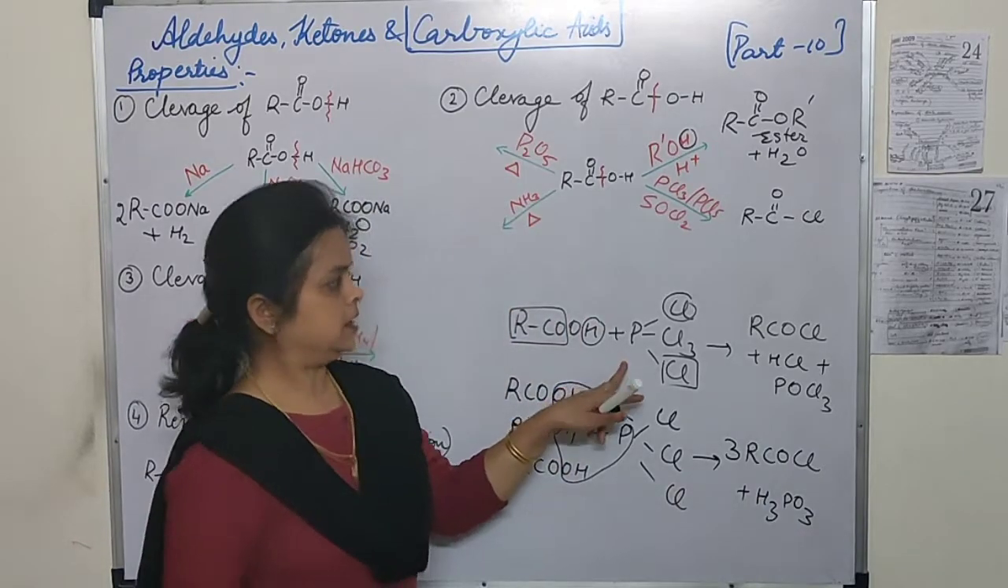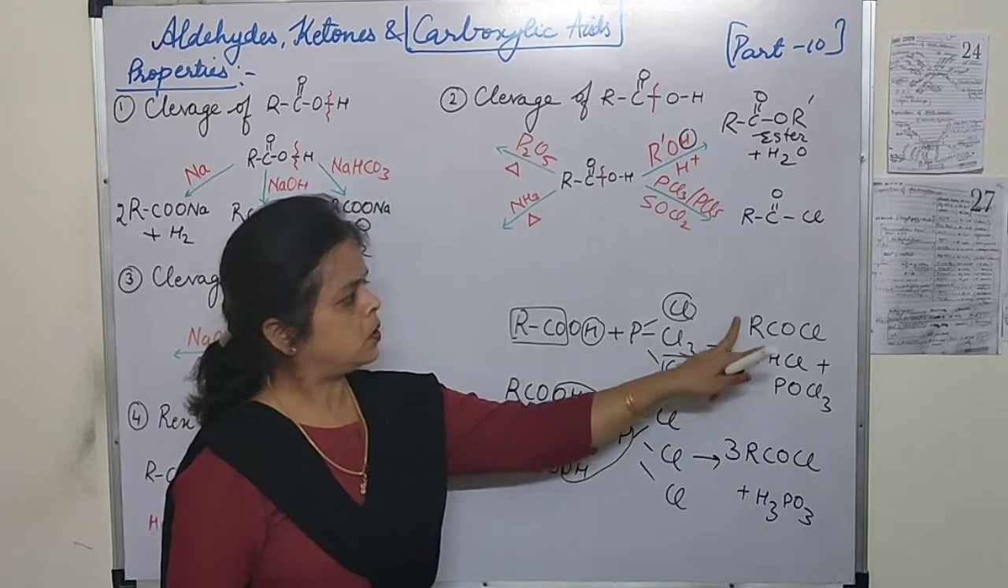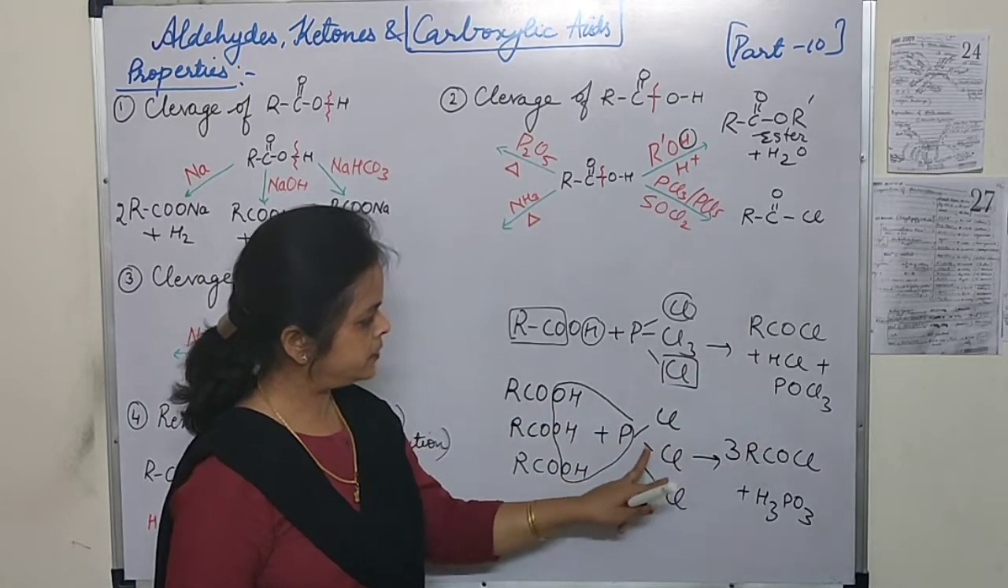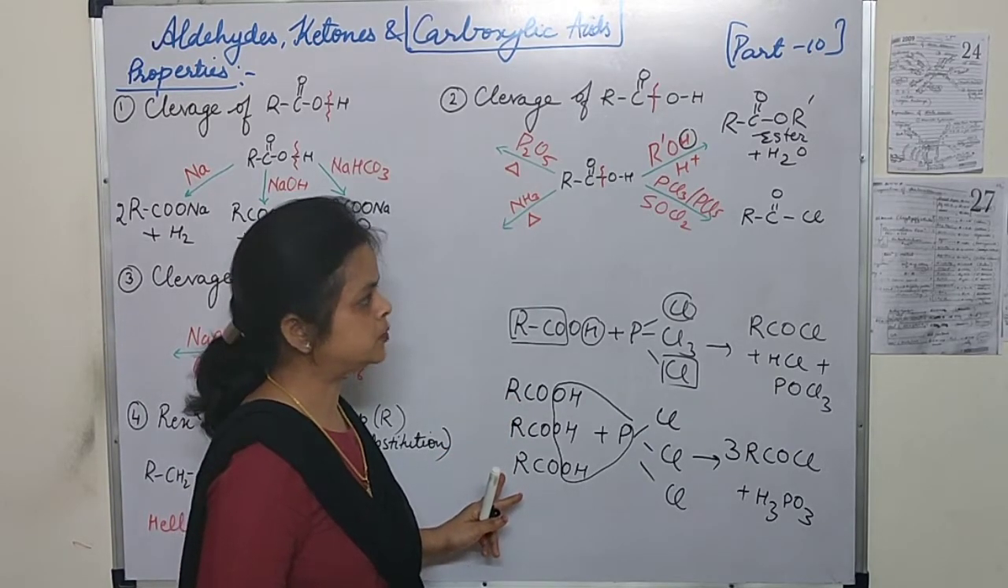So when you make it react with PCl5, you write the PCl5 in this way so that all the 3 products can be taken out, and when you are writing PCl3, write it in this way, and 3 moles of RCOOH have to be taken.